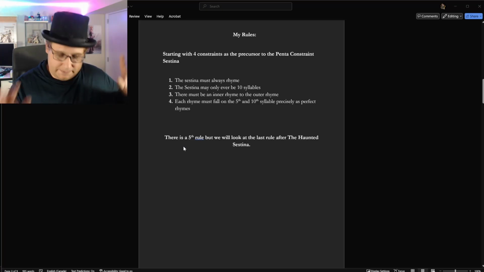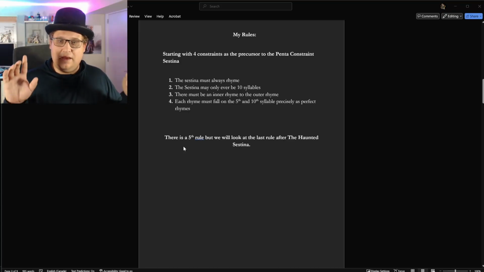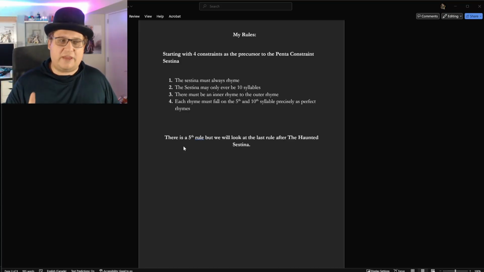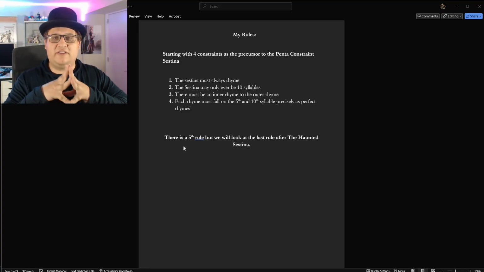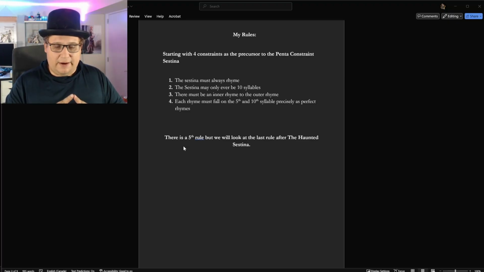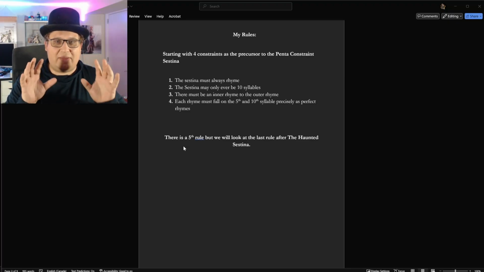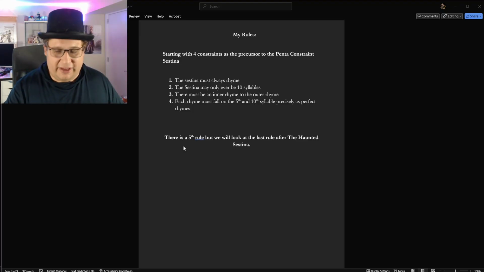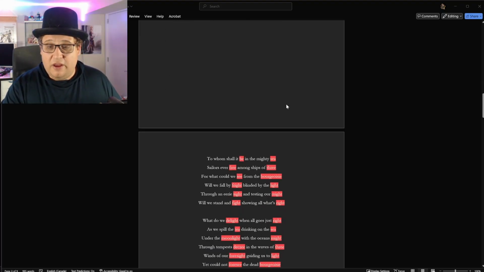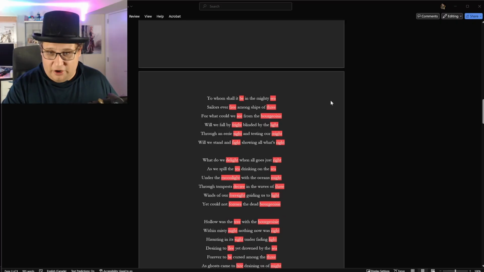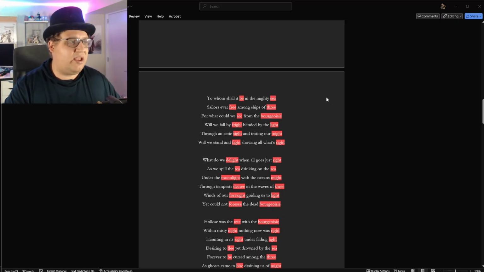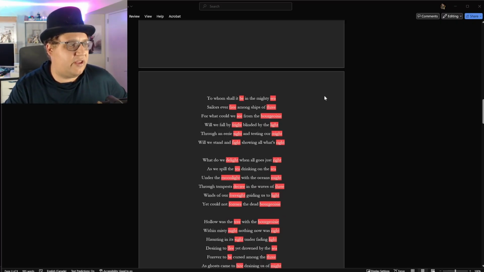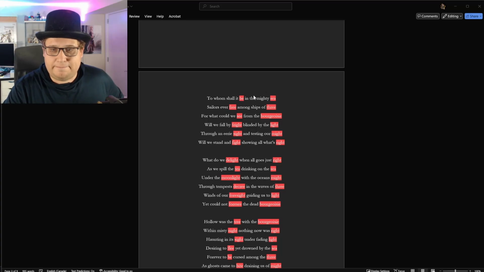There is a 5th rule, but we're going to look at that after the haunted sestina. We'll get to that later, and why it's just, you'll see. So, the haunted sestina. Here we go. I've highlighted it so that you can see where each of the rhyme schemes have fallen, if you will.